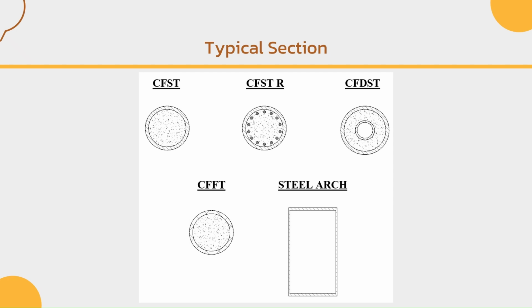The second one is the same concrete-filled steel tube section with the effect of the reinforcement considered. The third cross-section is the concrete-filled double steel tube section. The fourth one is the concrete-filled fiber reinforced tube section, which in our case, the fiberglass fiber reinforced tube was considered. And finally, the fifth cross section is the typical steel arc tube.